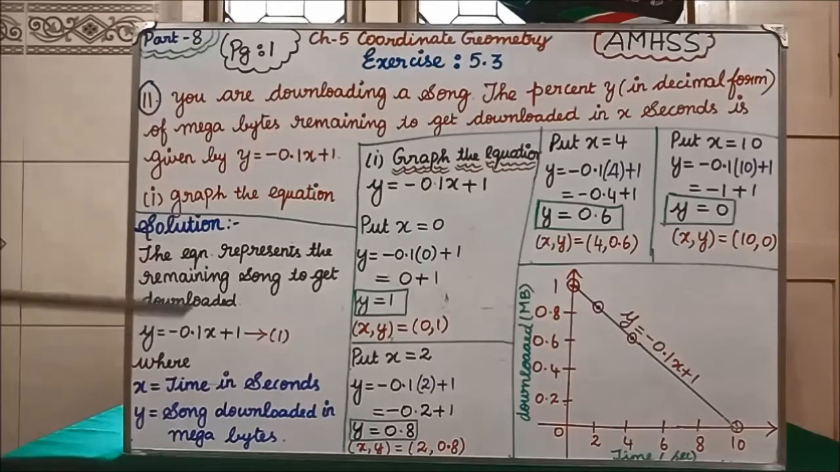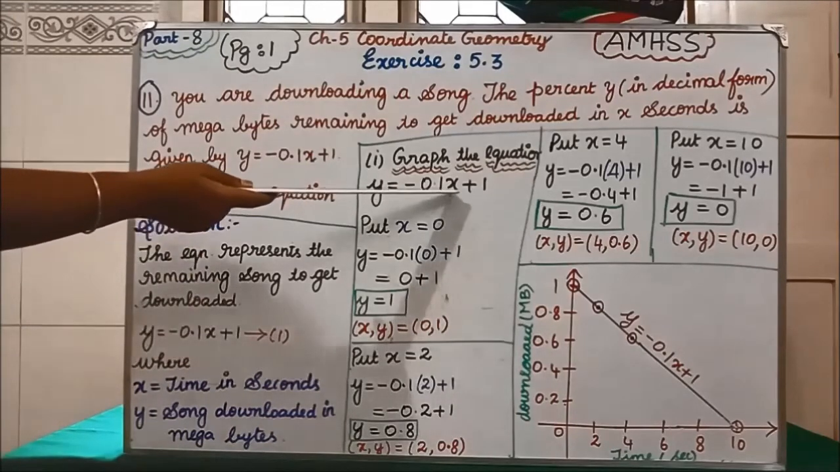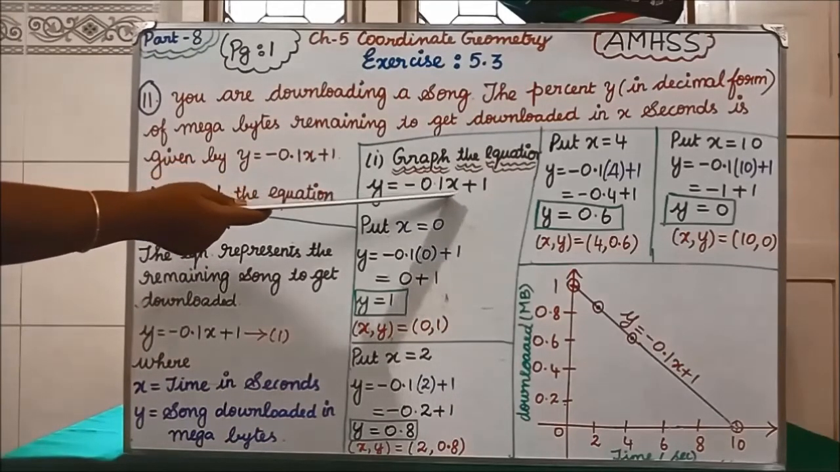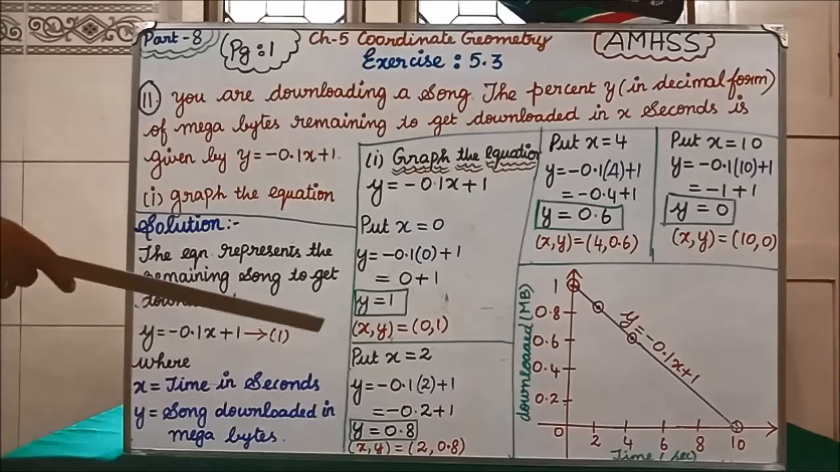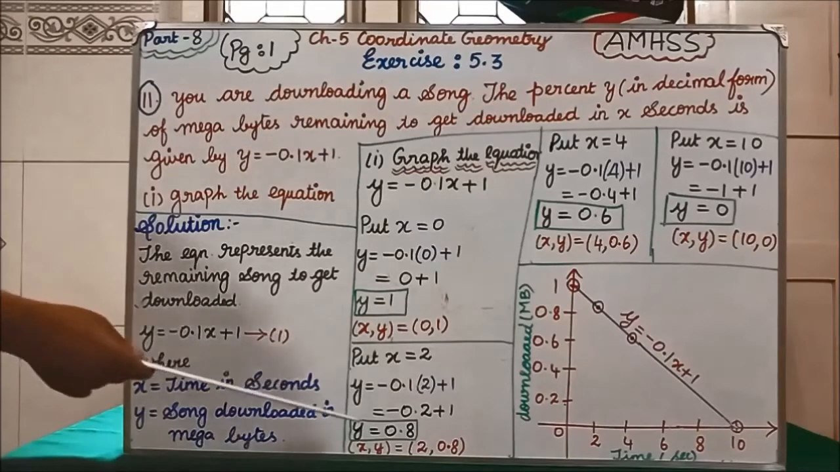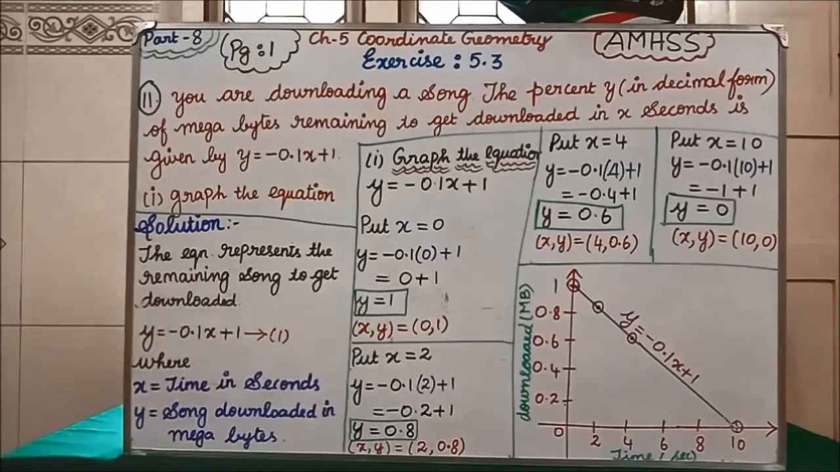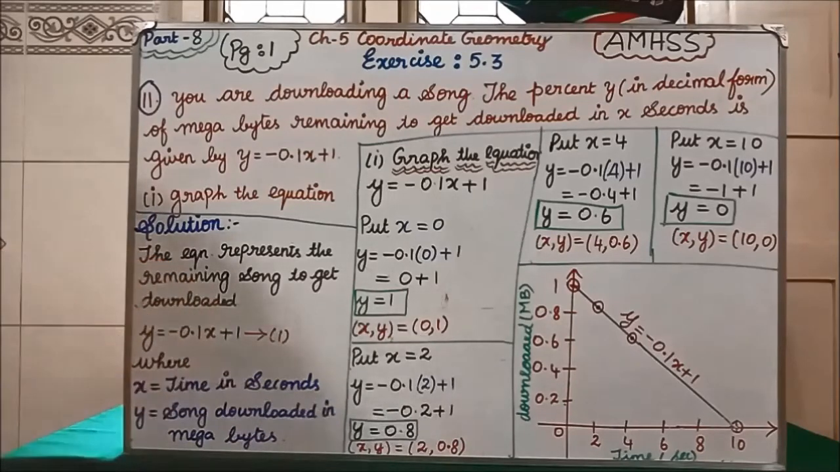Put x is equal to 2. Y equal to minus 0.1, in the place of x we are going to put 2, plus 1, equal to minus 0.2 plus 1. So 1 minus 0.2 is what? 0.8. So y equal to 0.8. Now the point x comma y is equal to 2 comma 0.8.